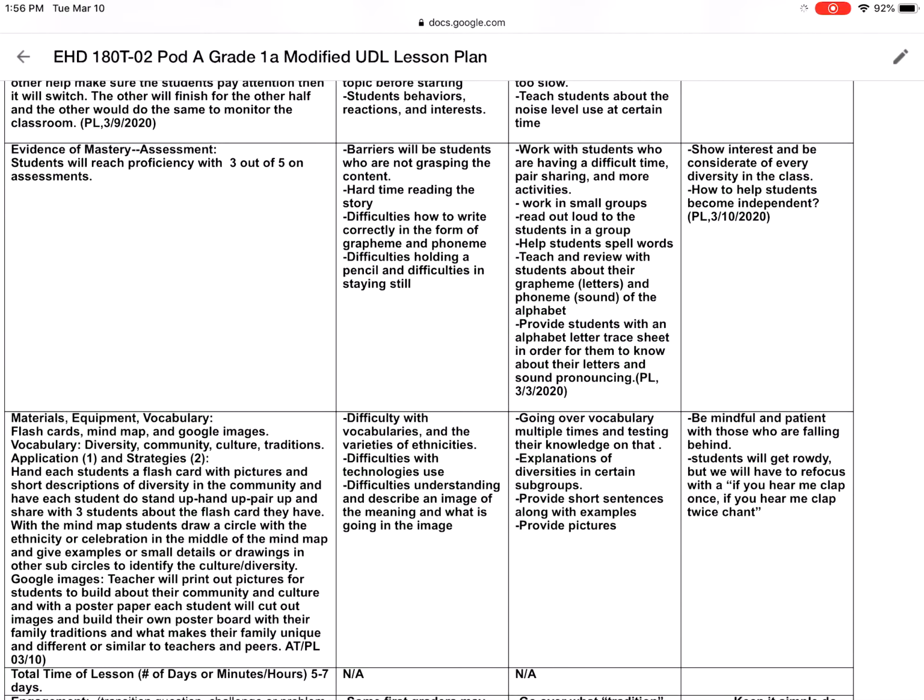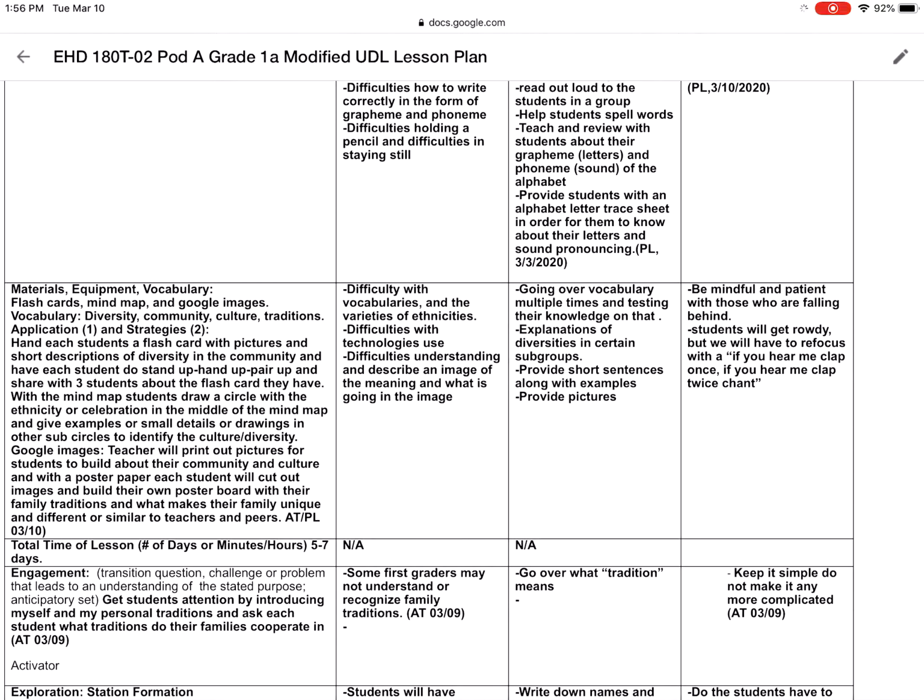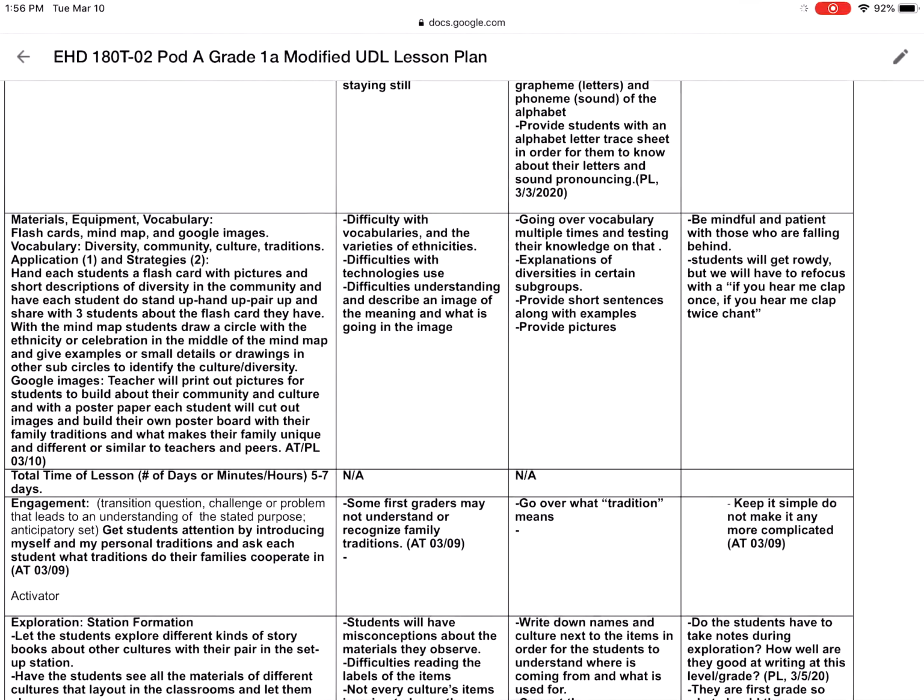Evidence of mastery assessment is students will reach proficiency with 3 out of 5 on assessments. The materials and equipment and vocabulary that will be used: the materials are flashcards, mind map, and Google Images. Our vocabulary will be diversity, community, culture, and tradition.